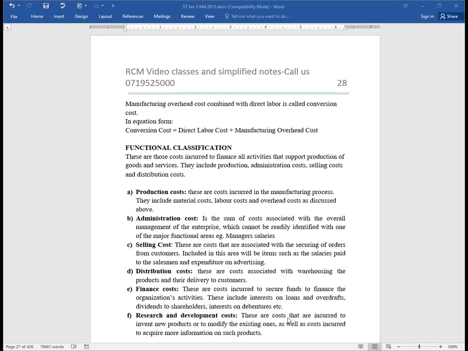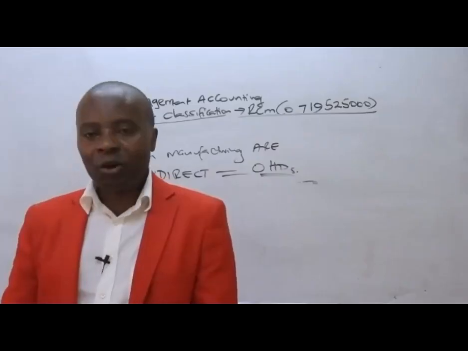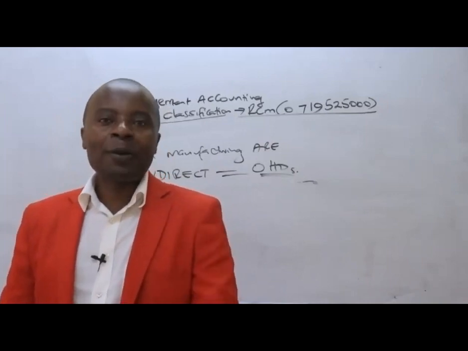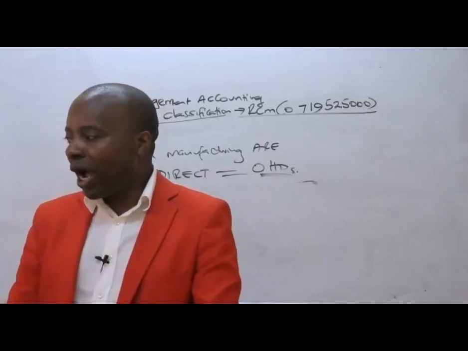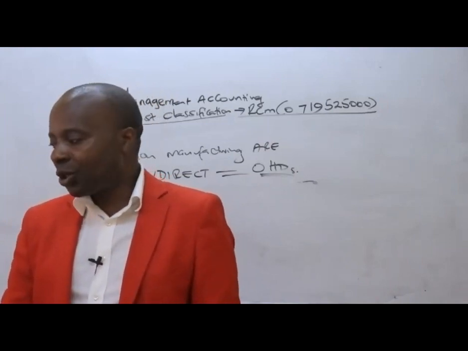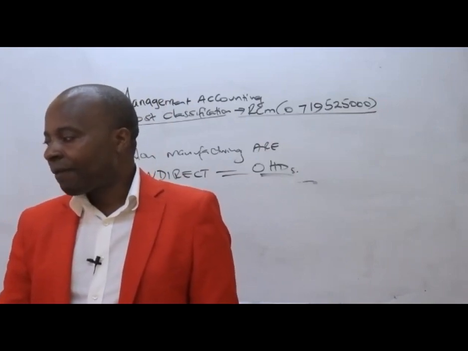For instance, if you have a distribution van, the cost of storing these finished products for the purpose of distributing them to the workers will automatically fall under distribution cost. That will fall under distribution cost.